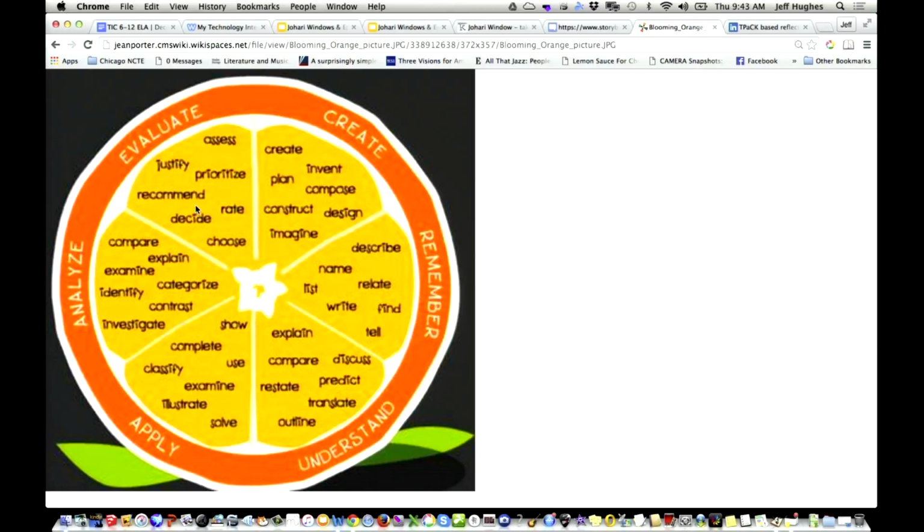I want my students to learn how to identify, assess, prioritize, recommend, choose, and decide. I want my students to become better at creating, inventing, composing, constructing, designing, planning, and imagining. And I'm cognizant of the fact that I'm not just pouring this into a bucket for the child as they're learning. I'm stepping back and letting them discover it and reveal what's already there.